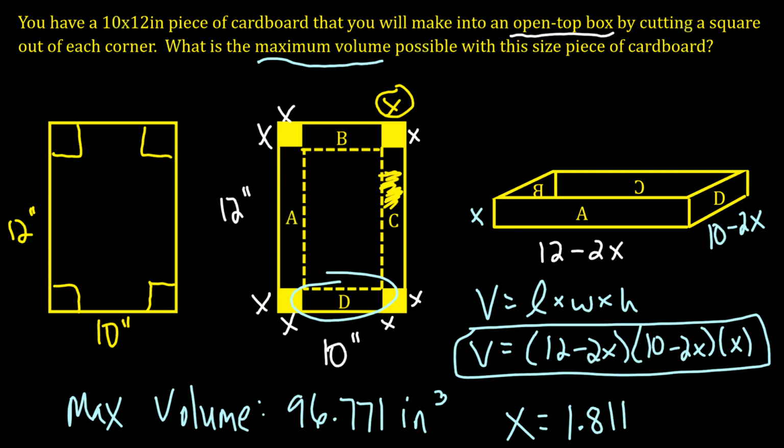96.771. So some questions that might come up with this are, what are the length, width, and height of this box? Well, you're just going to plug 1.811 back in to the length and width formulas. I'll highlight them in pink here: that would be 12 minus 2 times 1.811, and then 10 minus 2 times 1.811.